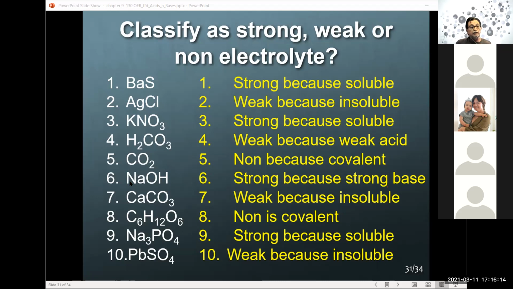Number 6, sodium hydroxide. Without thinking about it, sodium's written first. Automatically, it's soluble because it's part of the big four. Okay, and it's a strong base. Okay, so very strong electrolyte. Calcium carbonate, otherwise known as ring around the tub. Okay, precipitate. It's insoluble in water. Therefore, it is a weak electrolyte.